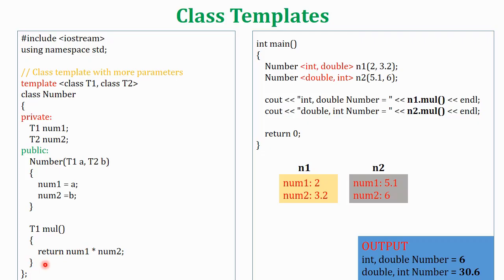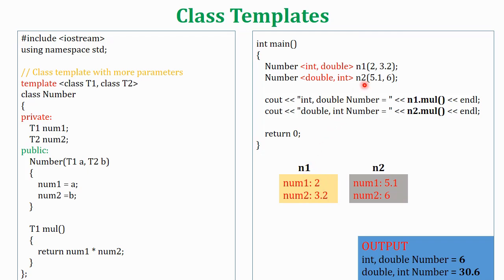The class is closed. When the object is created, the values are automatically passed to the constructor. So the first one is the integer and the second one is the float, right? That is the double. So now T1 is acting as an integer, T2 acting as a double. So now the values are assigned here. See, num1 equal to 2, num2 equal to 3.2. It belongs to the n1 object.